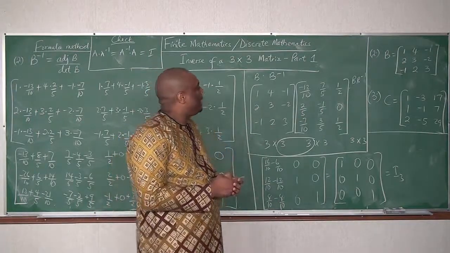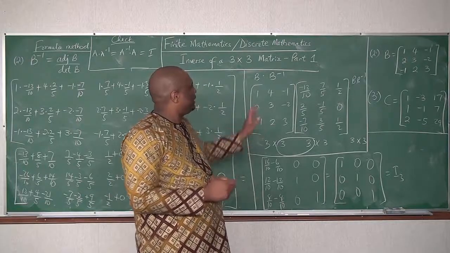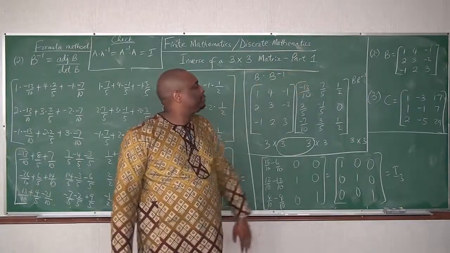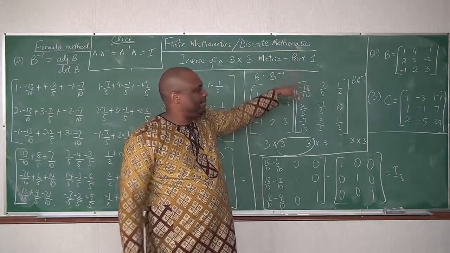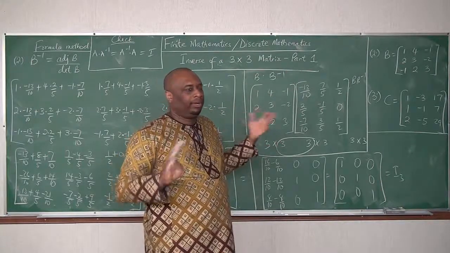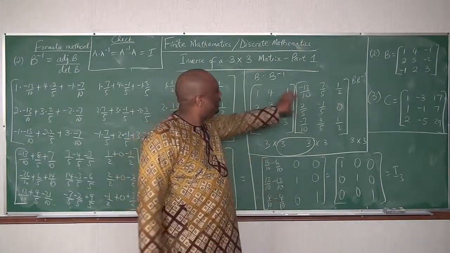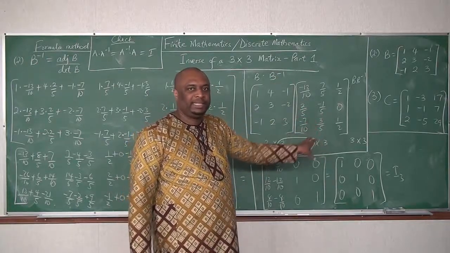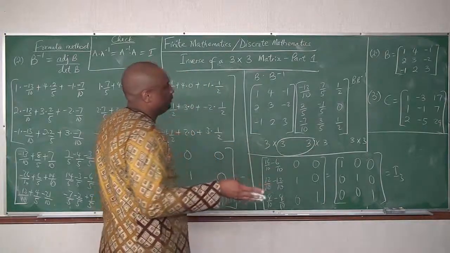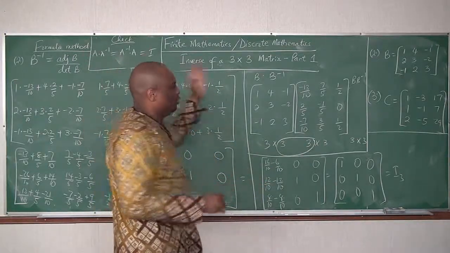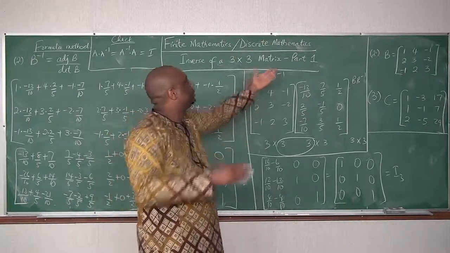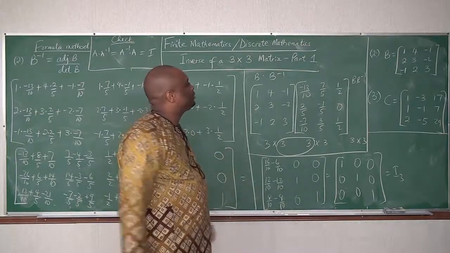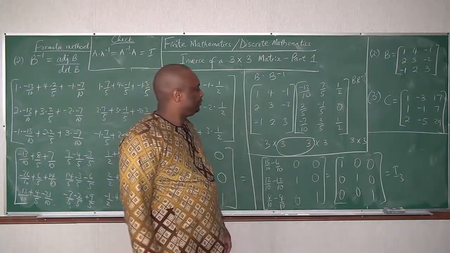Alright? Now, let's write out this B inverse, because we will do the next video right away. Part 2. We're going to do part 2. So, let's write out B inverse so that when we get it with row reduction, we don't have to check it again. Because we have checked it here and it is correct. I want to face only the formula method here. Then in part 2 we use row reduction.